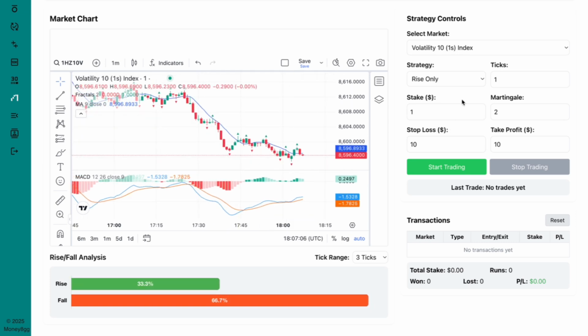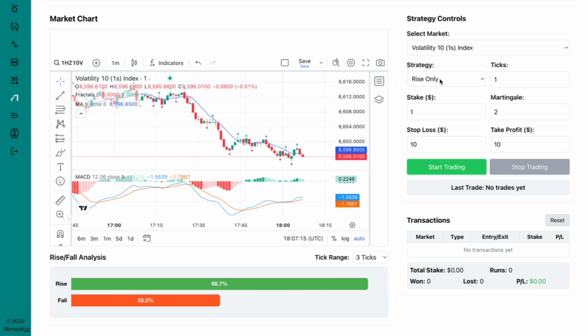So let's come to this other side. Remember, the same trade you have here should be the same that you select here. Select market, rise only. If it's rise, put rise only. If it's fall, put fall only. Ticks, I'll use one tick. My stake will be 2. Yeah, I just want to use 2.